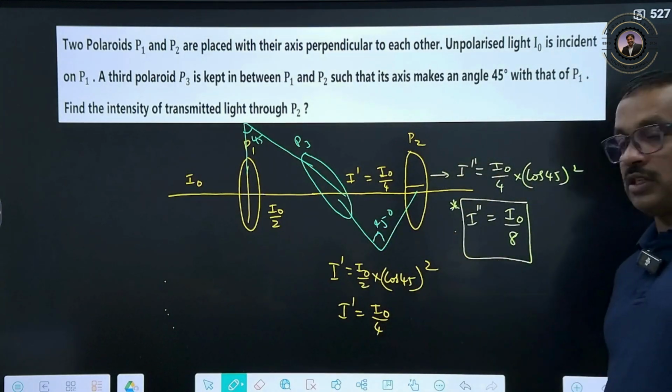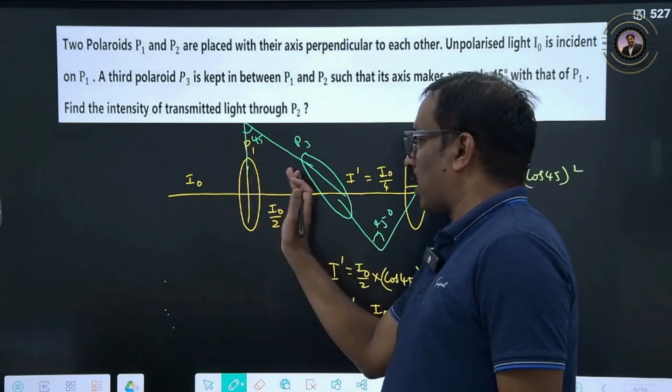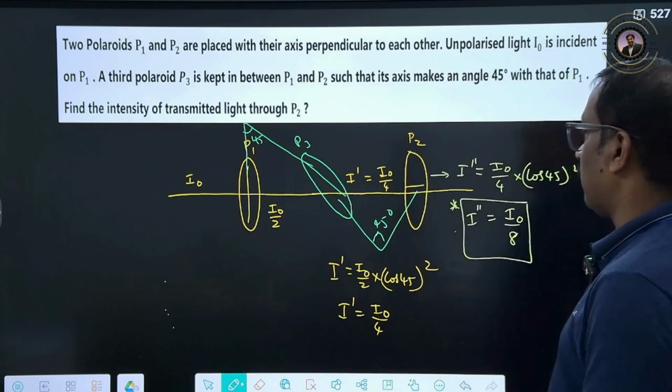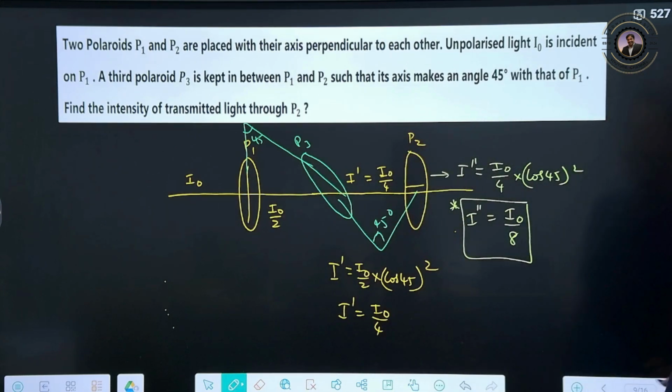Clear? So in this way, that's why I told you, first you have to take half, and then however many polaroids there are, you apply the Malus law. Now we will go for another question.